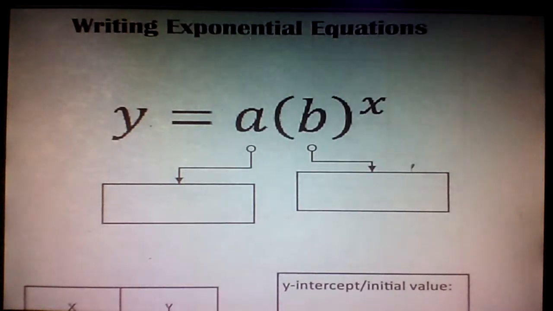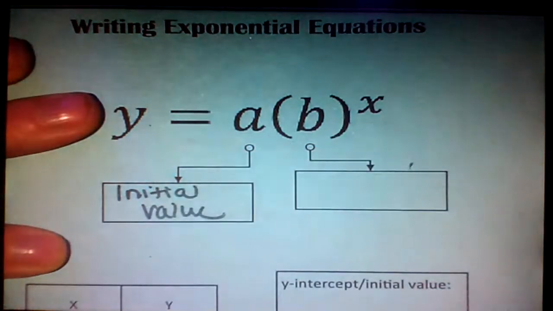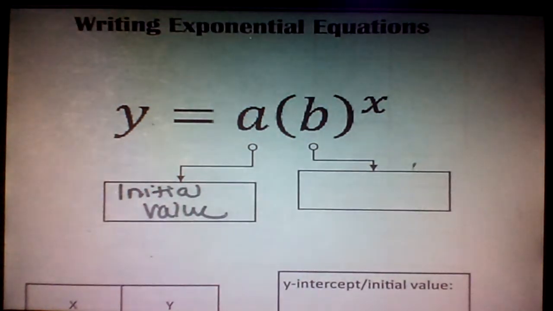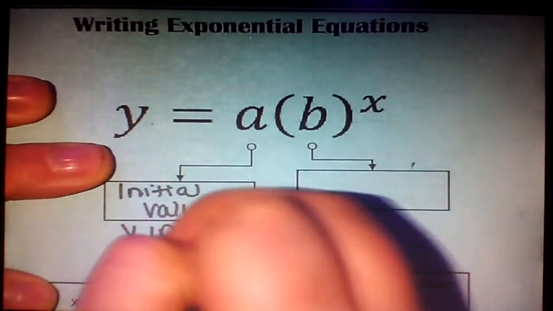There are two things that I'm going to need you to be able to identify from a table or a word problem in order to write an exponential. The first thing you're going to need to identify is your initial value. How do I know that? It's in front of the base. How do I find that from a table? When your x is 0, this is your y-intercept. So your initial value is your y-intercept, and it's when x is 0.